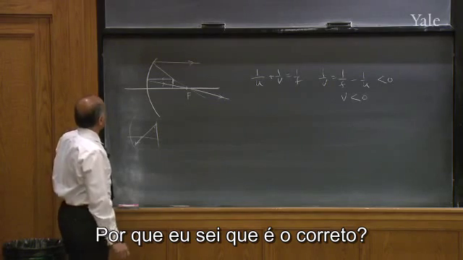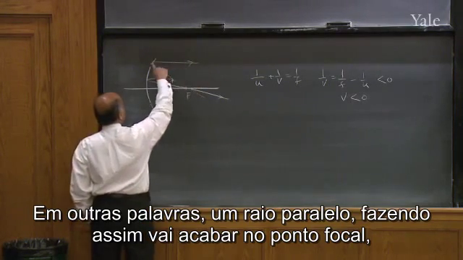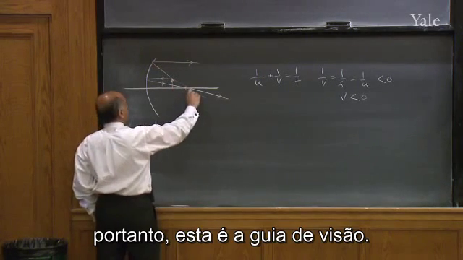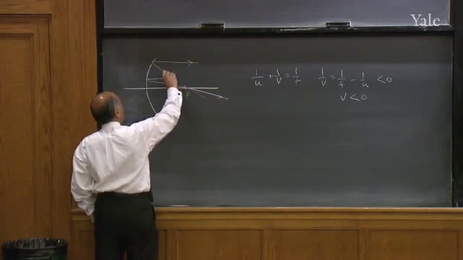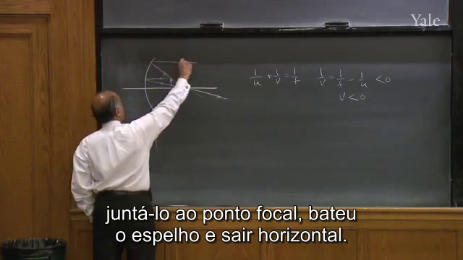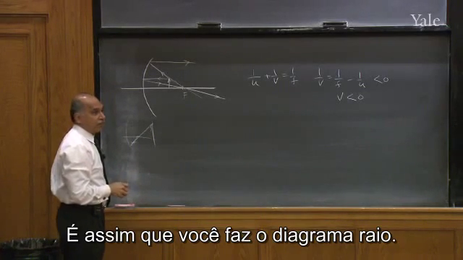Why do I know that is correct? Because I know the reverse of that is correct. In other words, a parallel ray going like this will end up at the focal point. Therefore, this is to guide the eye. If you want to know what happens with one particular ray, join it to the focal point, hit the mirror, and come out horizontal. That's how you do the ray diagram.